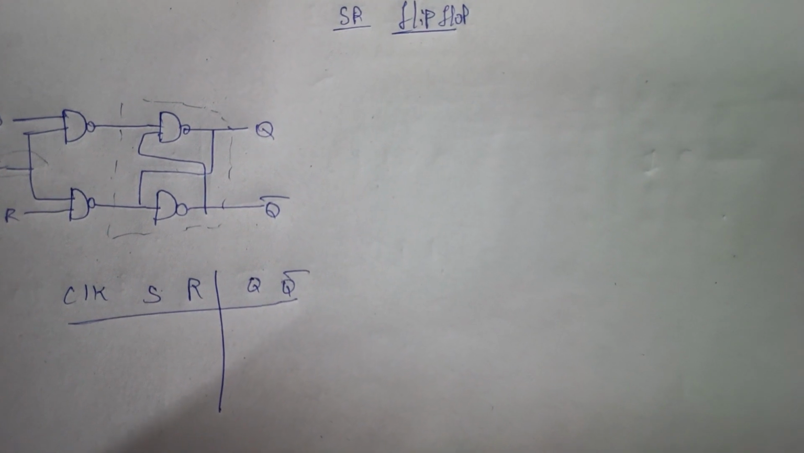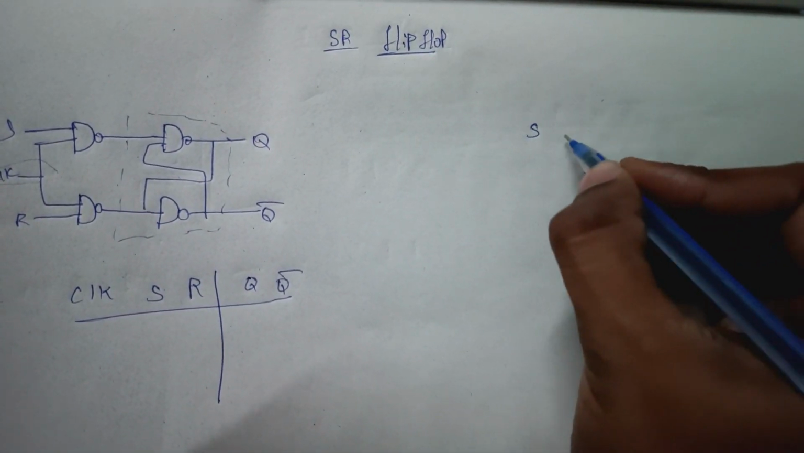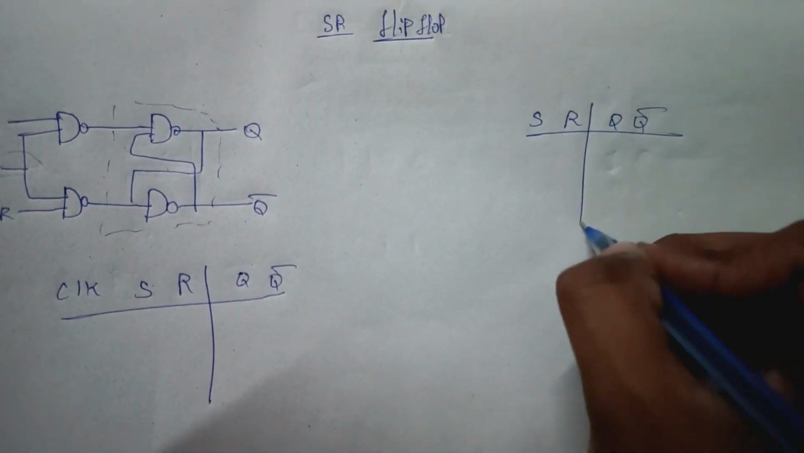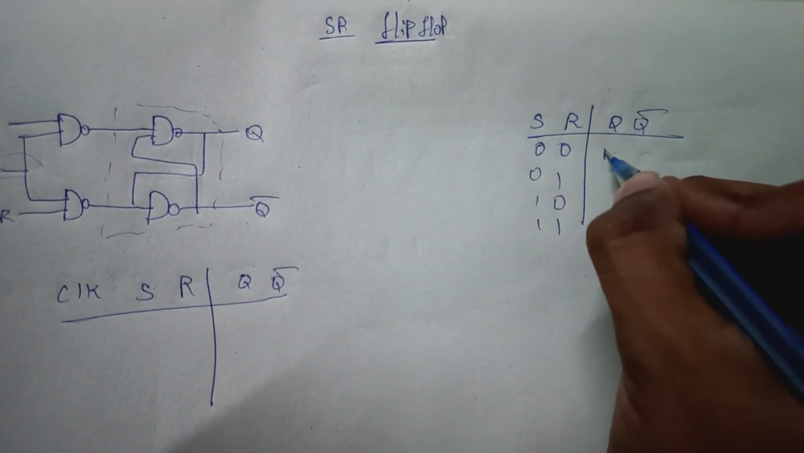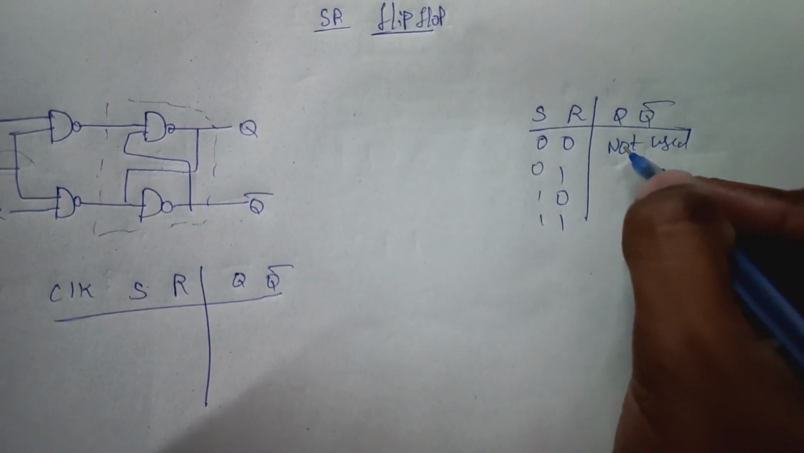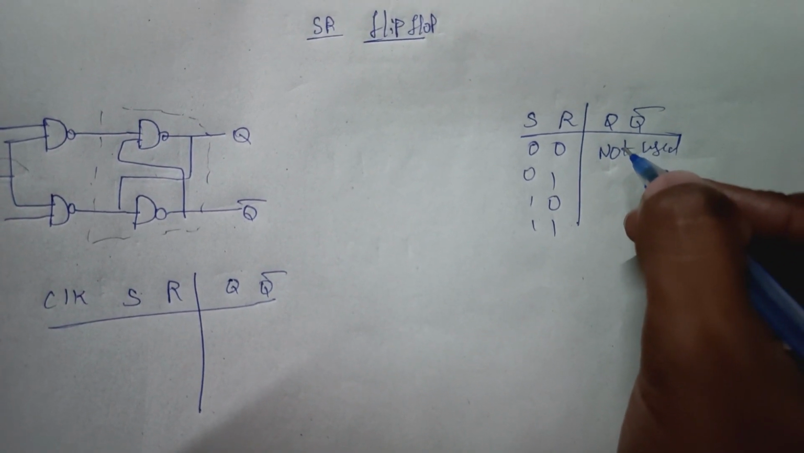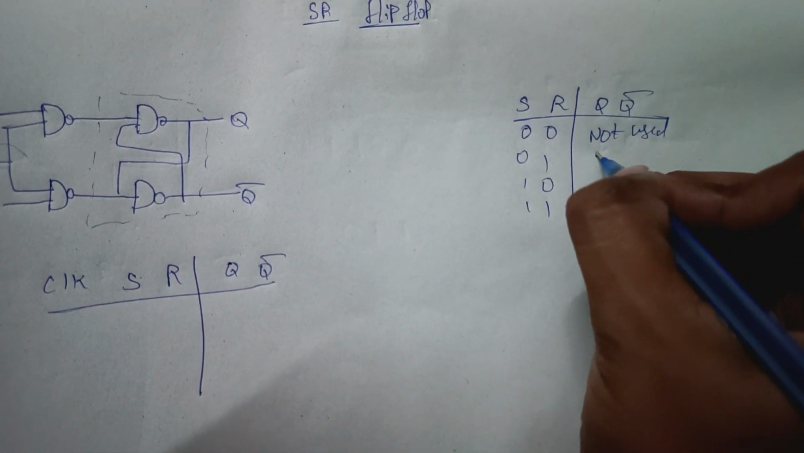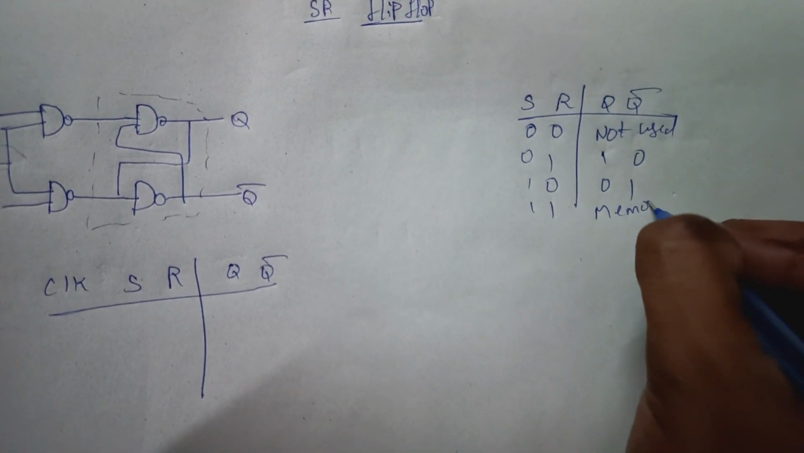Before constructing the truth table for the SR flip-flop, let us recall the NAND latch truth table: S, R, and the Q bar. Here the combinations are 0 0, 0 1, 1 0, and 1 1. 0 0 means not used state. You can get the information about how to construct this truth table in the previous video. 0 1 means 1 0, and 1 0 means 0 1, and 1 1 is nothing but the memory state.